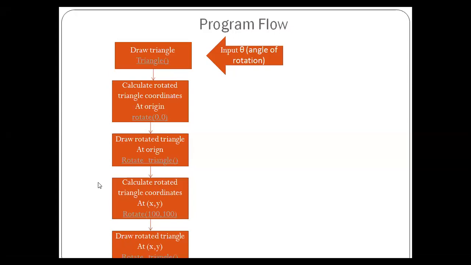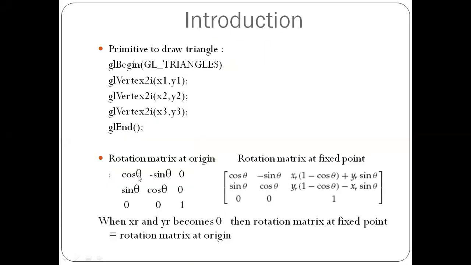For calculating the rotated triangle at the origin and the rotated triangle at the fixed point, I multiply my actual triangle coordinates with the rotation matrix. For rotation at origin, I will multiply this matrix with my coordinates. For rotation at fixed point, I will multiply this matrix with these coordinates. Okay, this itself is the program. It is a very simple program.